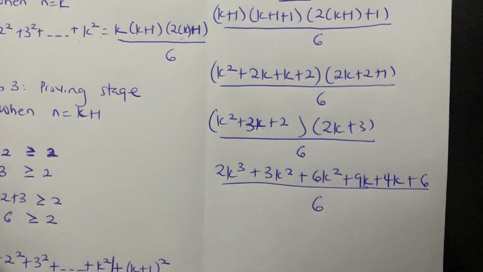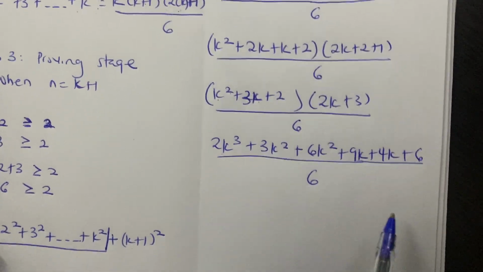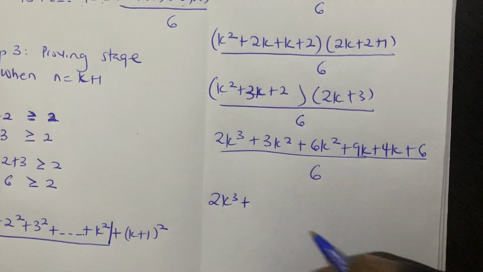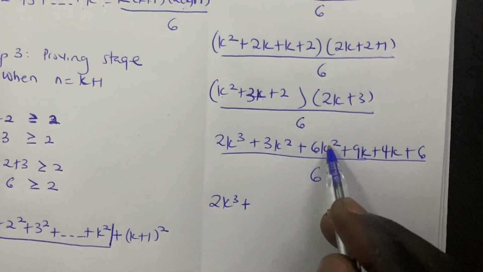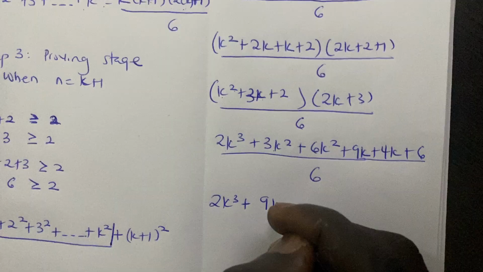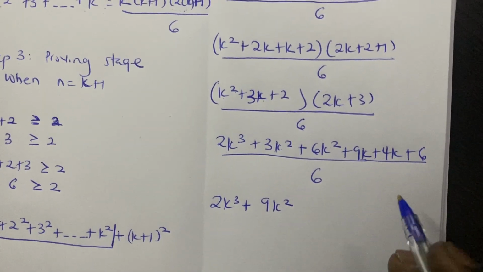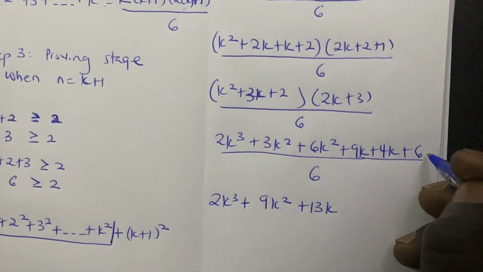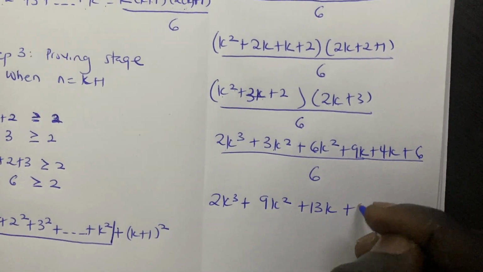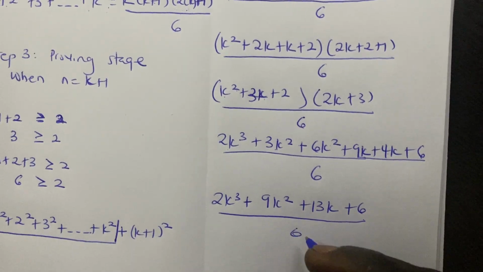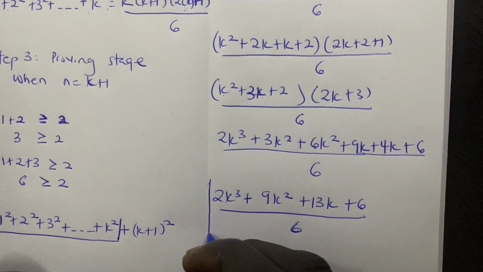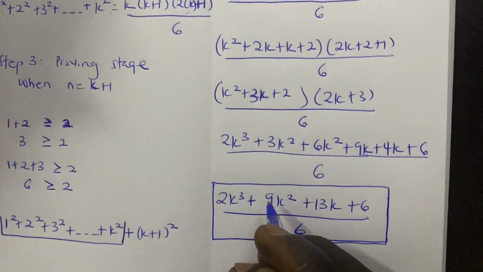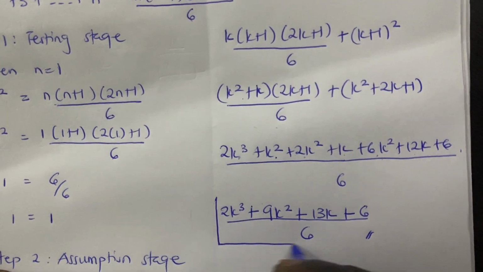So we are just adding and then grouping like terms. So we have only one variable for k cubed here, so we are getting 2k cubed plus, for k squared we have 3k squared and 6k squared, so adding it we get 9k squared, right? And for the values for k we have 9 and 4, so we are getting 13k, and the only term without k is 6, right? Divided by 6. So for the right hand side, this is what we are getting, and for the left hand side too, this was what we had for the left hand side.